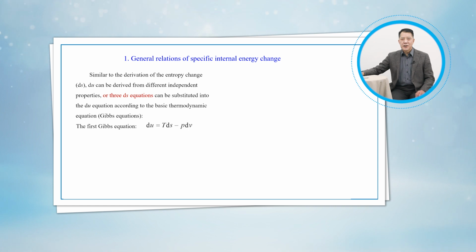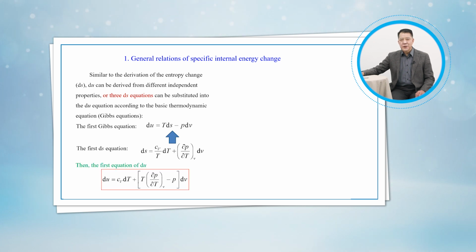The first Gibbs equation is, the first ds equation which has been derived is, substituting ds to the du equation, then the first equation of du is.